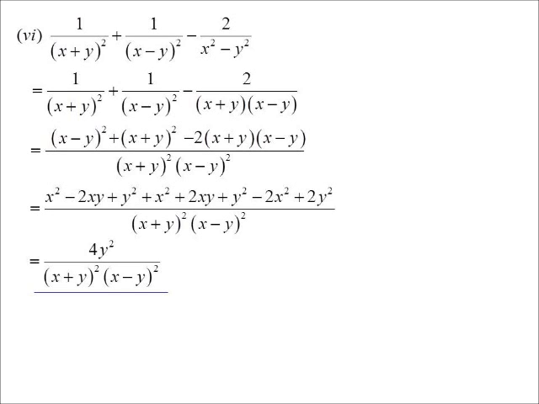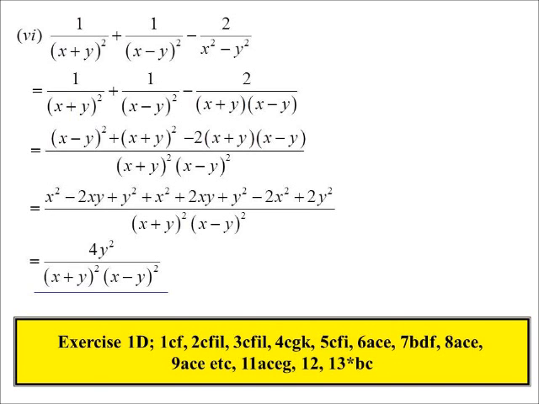Remember, the more you try to do in one step, the greater the chance of making a silly mistake. I could have easily made a silly mistake there as I was thinking through that. If you find yourself making silly mistakes, then all that means is, hey, just use another line. Don't try and do so much in one go. Take an extra step. Make sure of it. Okay, so exercise 1D.